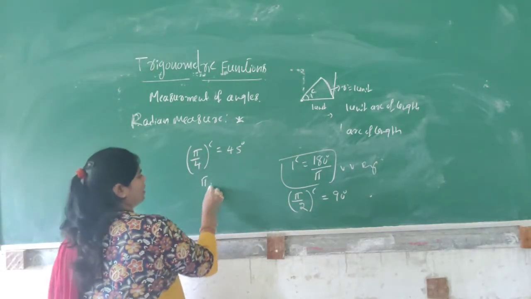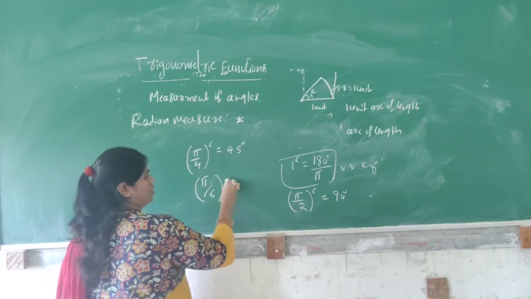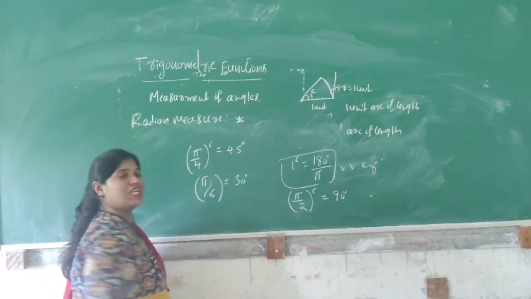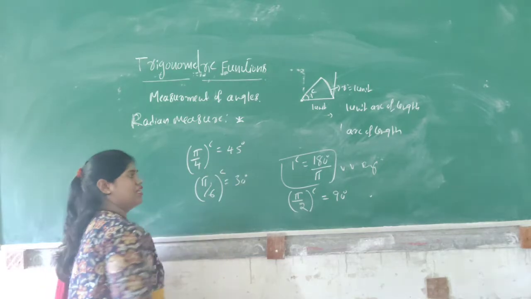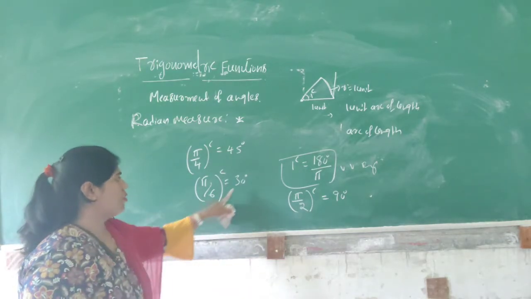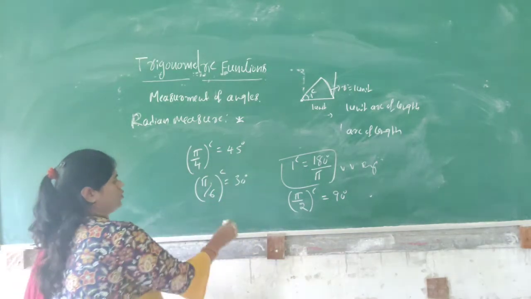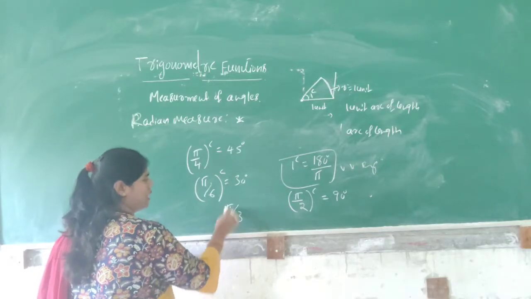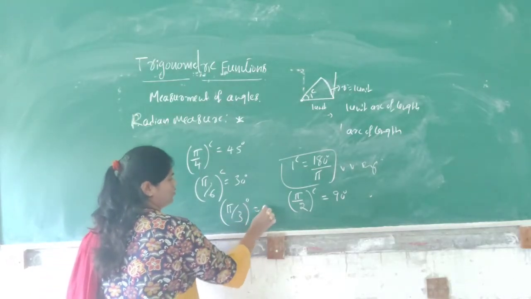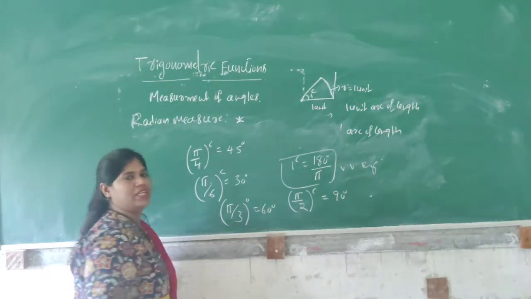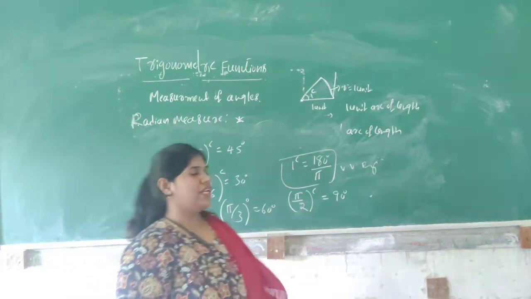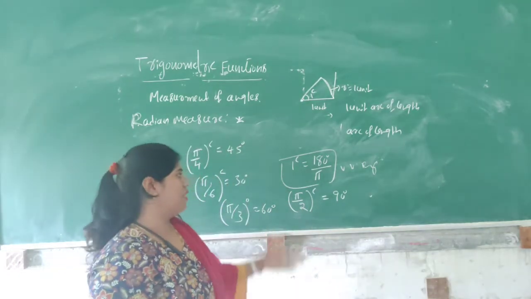So pi by 6 is equal to how many? This one is 30 degrees. Pi by 6 radian is equal to 30 degrees. You can multiply: 6 times 30 is 180. So similarly, pi by 3 radian is equal to 60 degrees. By this, 1 radian is equal to 180 degrees divided by pi.